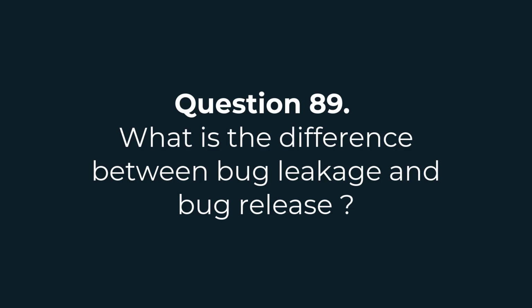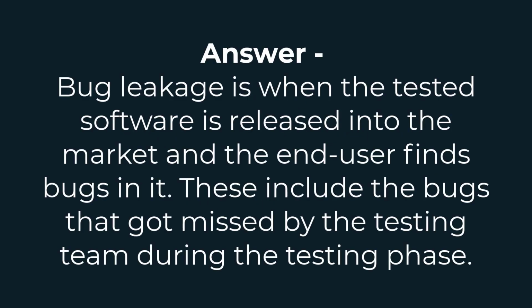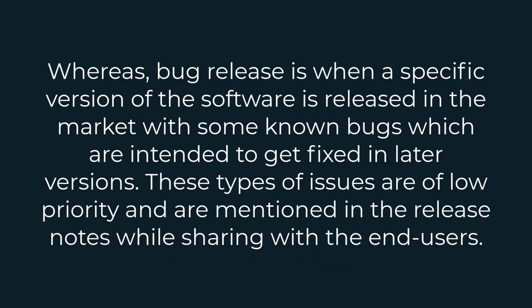Question 89. What is the difference between bug leakage and bug release? Answer. Bug leakage is when the tested software is released into the market and the end user finds bugs in it. These include the bugs that got missed by the testing team during the testing phase. Whereas bug release is when a specific version of the software is released in the market with some known bugs which are intended to get fixed in later versions. These types of issues are of low priority and are mentioned in the release notes while sharing with the end users.